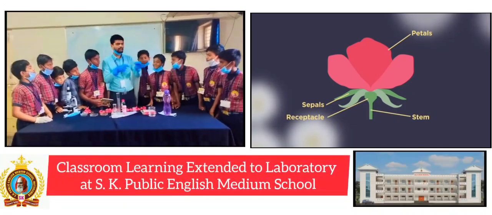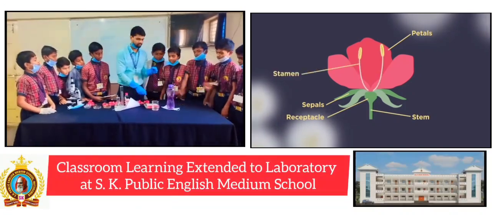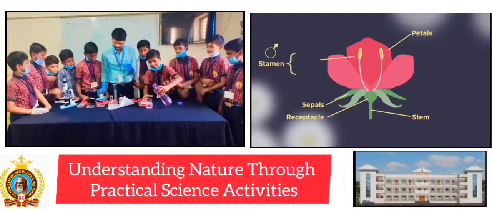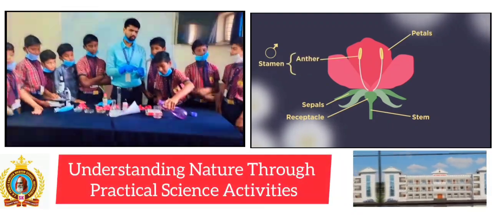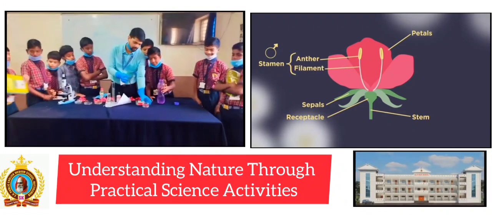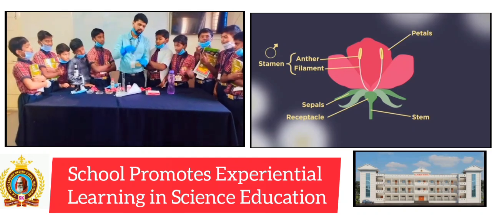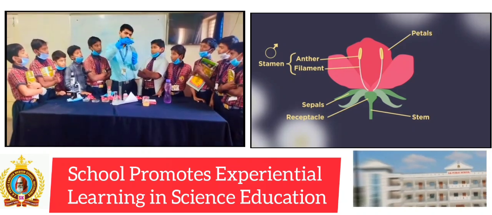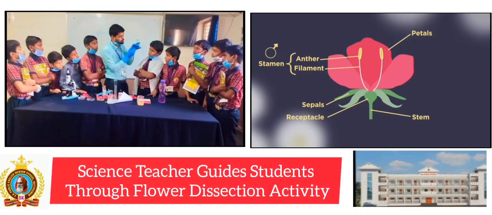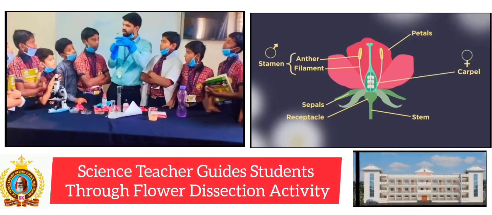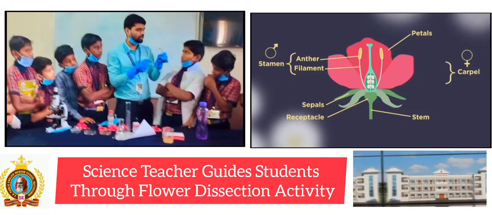The objective of this laboratory session was to help students understand the process of plant reproduction through direct observation and hands-on experimentation. Instead of limiting learning to textbooks, students were encouraged to explore real plant specimens, enhancing both curiosity and scientific thinking. The session focused mainly on flowering plants, as flowers are the primary reproductive organs in most plants.